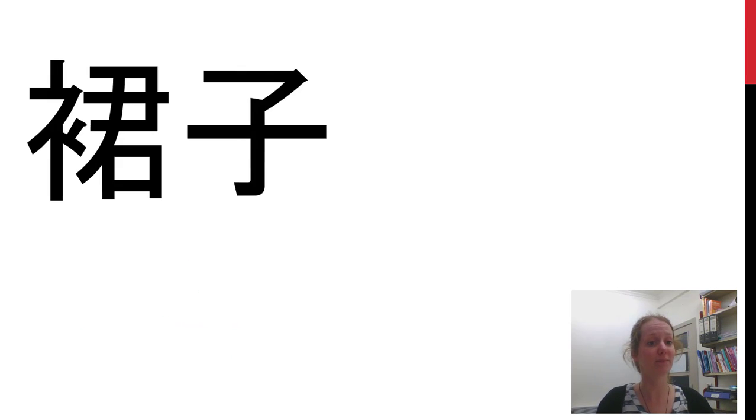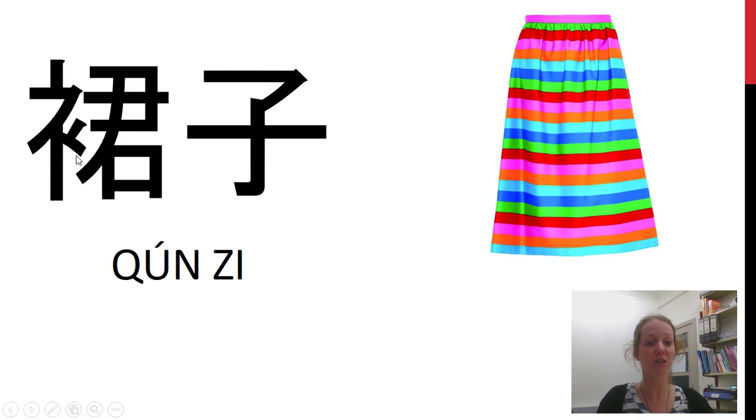这是什么? See the clothing radical on the left side? 这是裙子. Careful with pronunciation. 裙子. 很好. So the way I remember this one, so we've got the clothing radical on the left-hand side, but on the right-hand side, this is like something to do with the emperor or something royal.